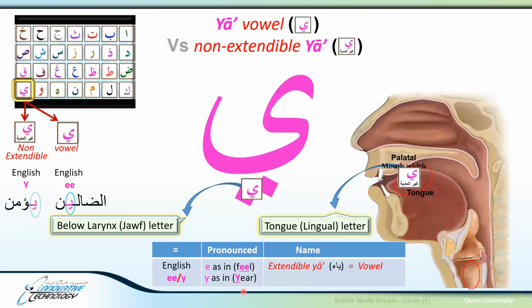Yu'min, ye, yu'min, year. This is a non-extendable ya. The non-extendable ya is called in Arabic ya ghayr al-maddiyyah.